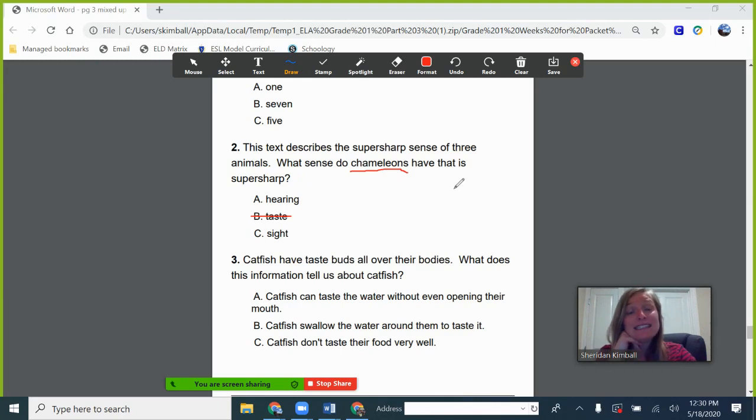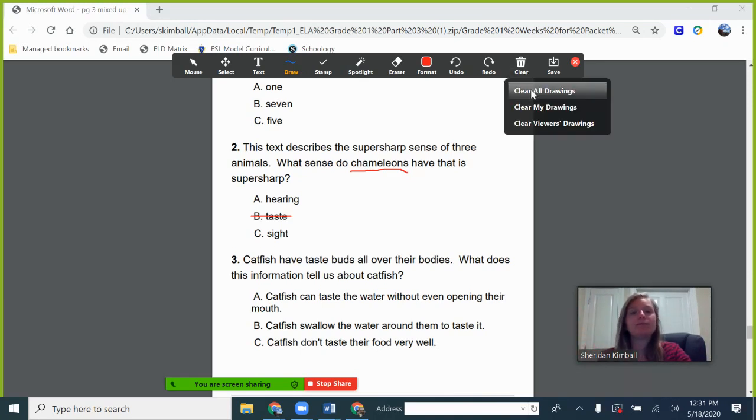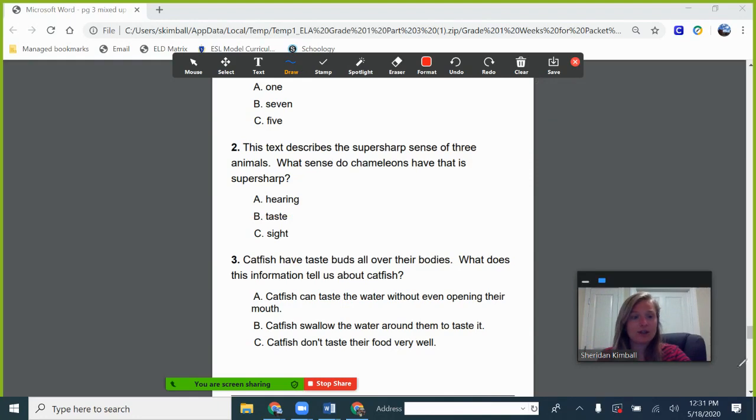So now you need to decide from your memory or look back into your reading. Which sense does the chameleon have that's the best? Is it his hearing or is it his sight? You need to decide, first grade, so you need to either circle A or C. Make your choice. Okay, let's look at number 3.